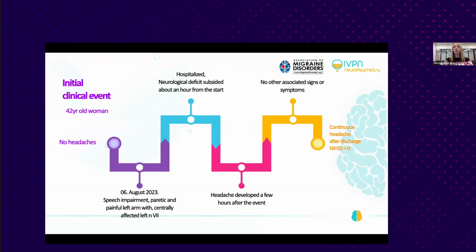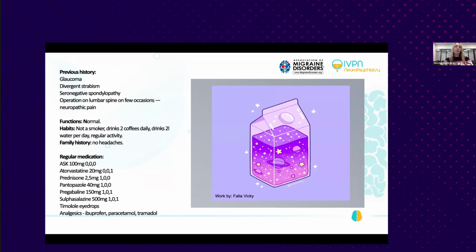However, a few hours from the beginning of neurological symptoms, she developed a new headache, not known to her before. She had no other associated symptoms or signs. And it resolved. The headache not, but the neurological deficit was resolved. So what do we know about her?